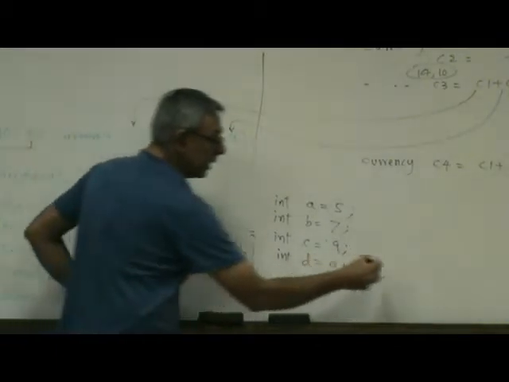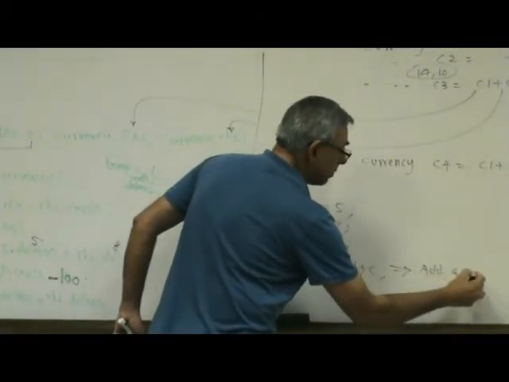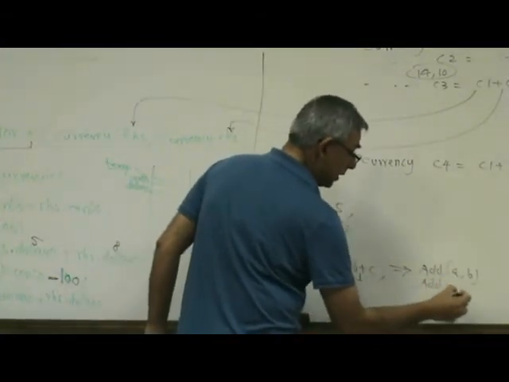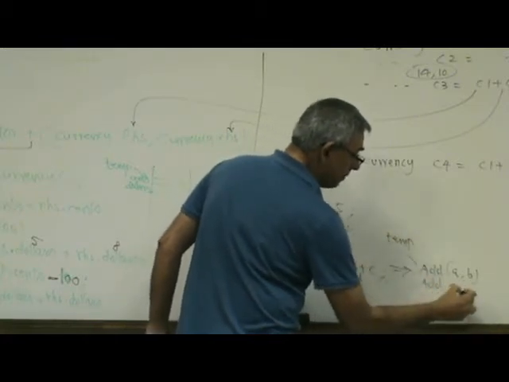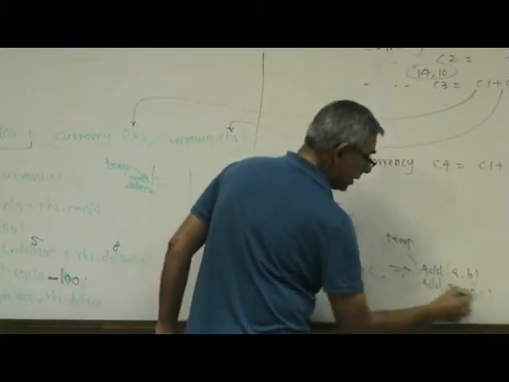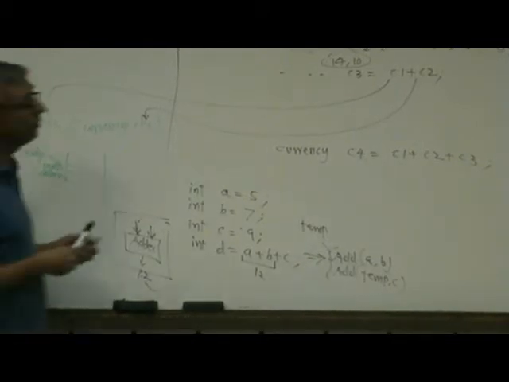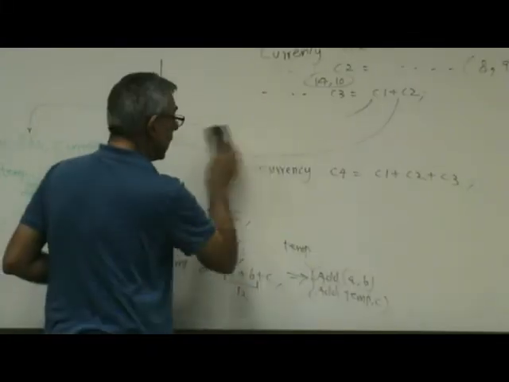So think of it this way, this gets translated to add of a comma b in the assembly language, then, suppose this is some temp over here, add of temp comma c. But at any point in time, we are only adding two numbers at a time. So same thing over here. Even if we do C1 plus C2 plus C3, what will happen? So let's take a look.